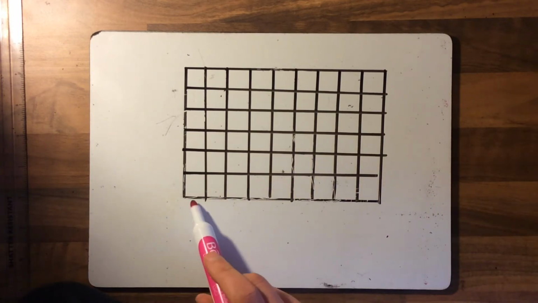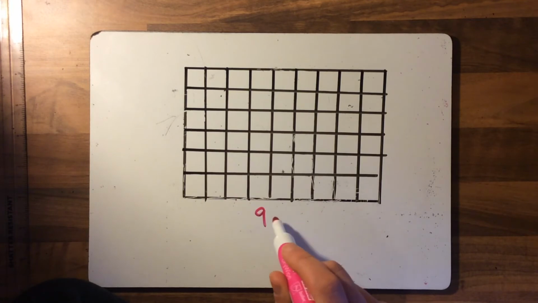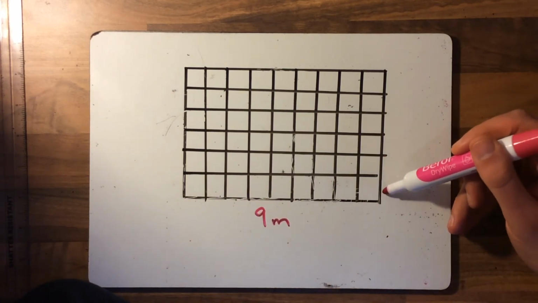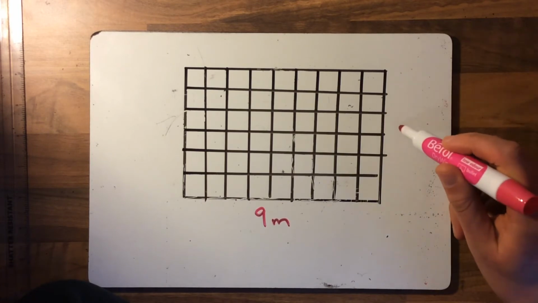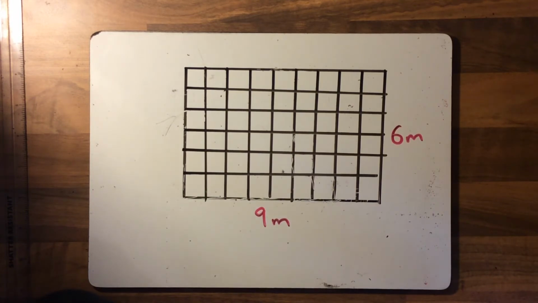Now, let's count how many squares there are across. 1, 2, 3, 4, 5, 6, 7, 8, 9. 9. And this time, let's say it's metres. So someone's got a garden that is 9 metres across. How many metres up is it? 1, 2, 3, 4, 5, 6. It's 6 metres up. And imagine that you wanted to get some grass for your garden, and you wanted to know how much grass you needed to order for your garden. How much would you need to order?